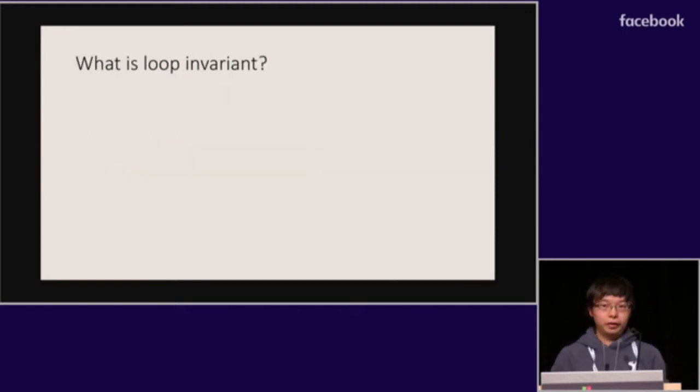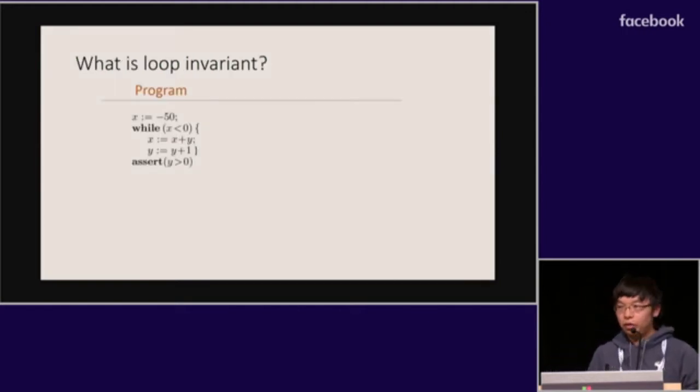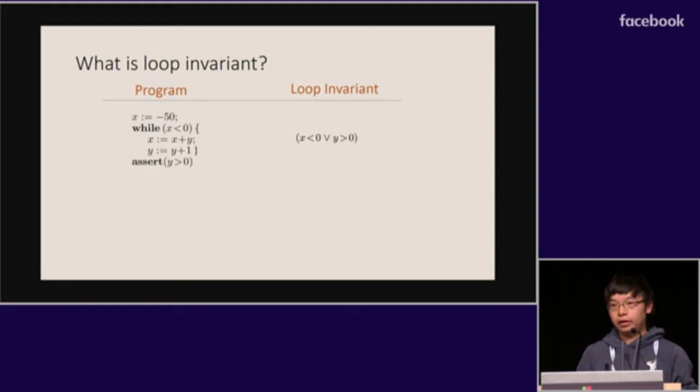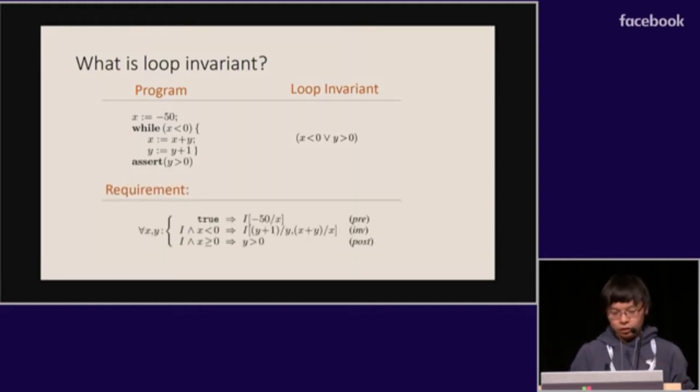So what is a looping invariant? Given a program like this, which contains a single loop, the corresponding looping invariant is a logical rule that tells some properties about the variables. So this rule should satisfy three conditions, namely pre, invariant, and post conditions. So basically, it says this rule should hold true before, during, and right after the loop.